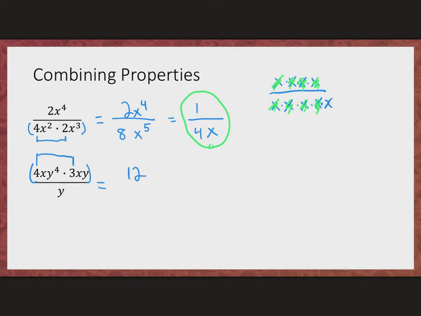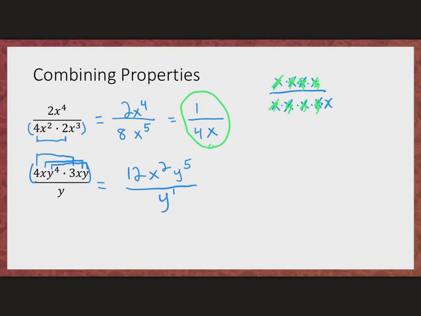Then x gets multiplied by any other x's you see. X times x is x squared. And there are 4 y's here. And that gets multiplied by the 1 y there. There'll be y to the fifth, 5 y's total. And all of that will be over a single y, or y to the first.